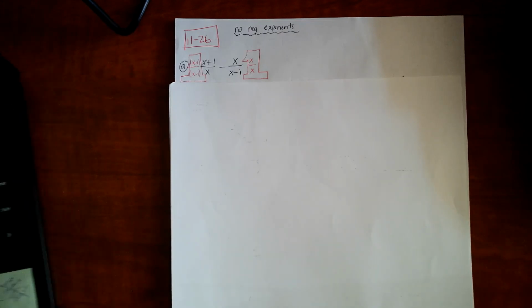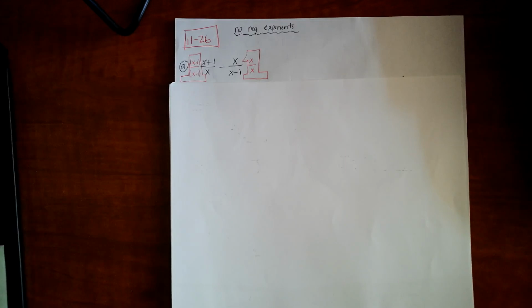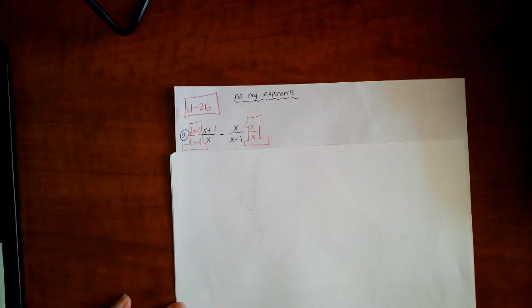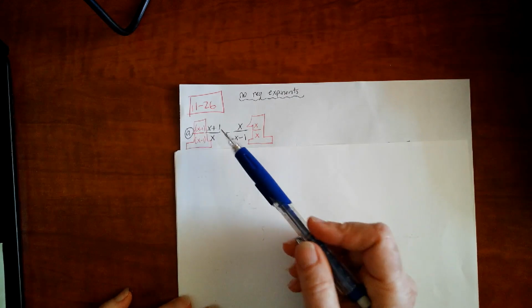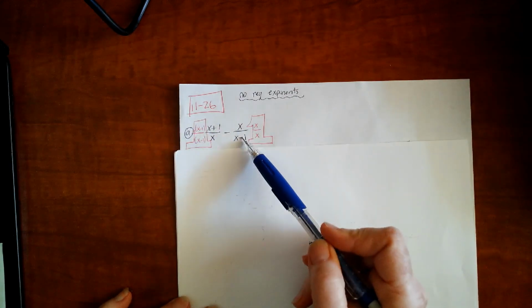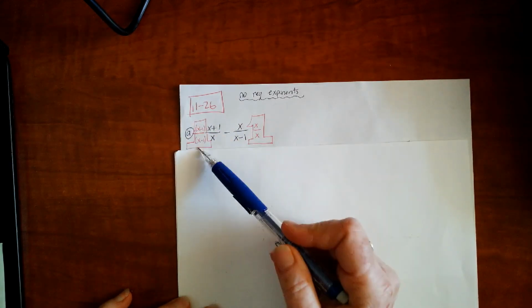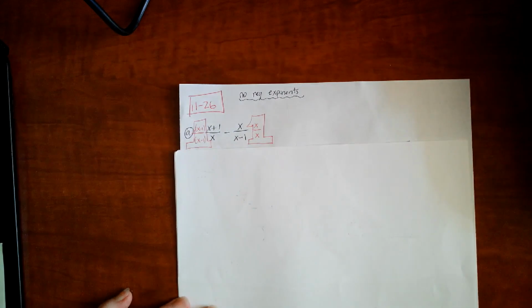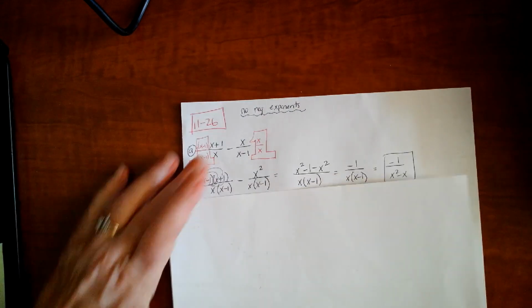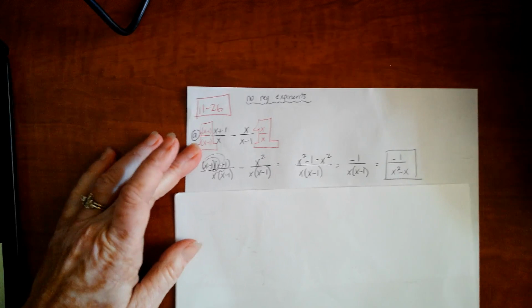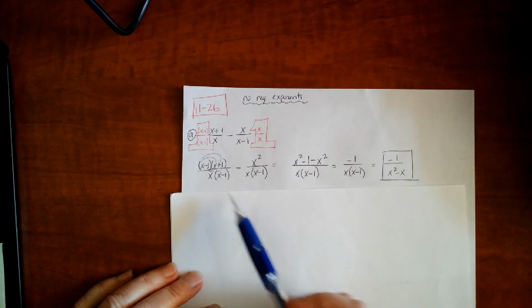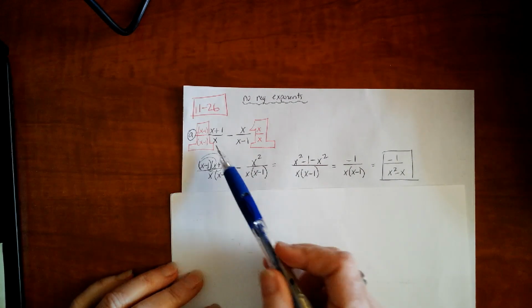Here is pre-calc. This is problem 1126. It wants us to simplify, and we've got these two fractions. I like to use a giant one to get a common denominator. So I did all that. I want the common denominator to be x times x minus 1.